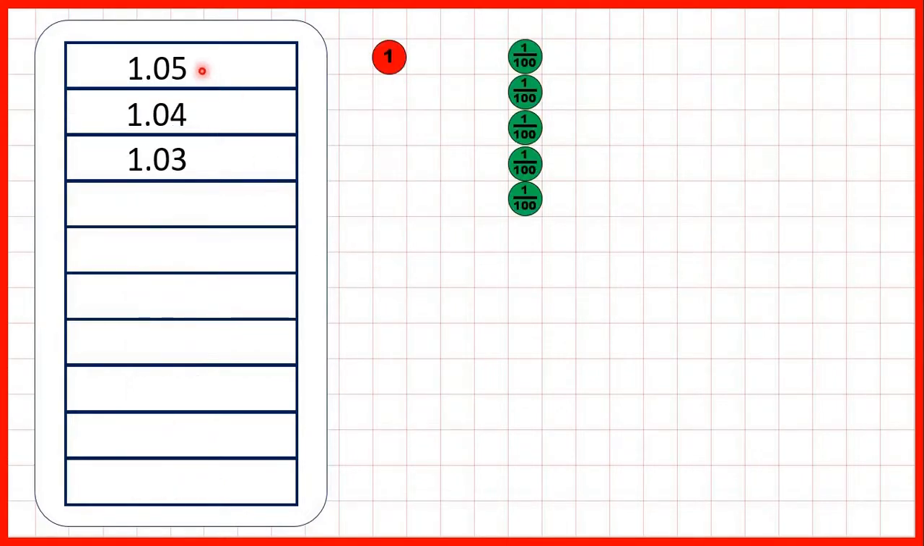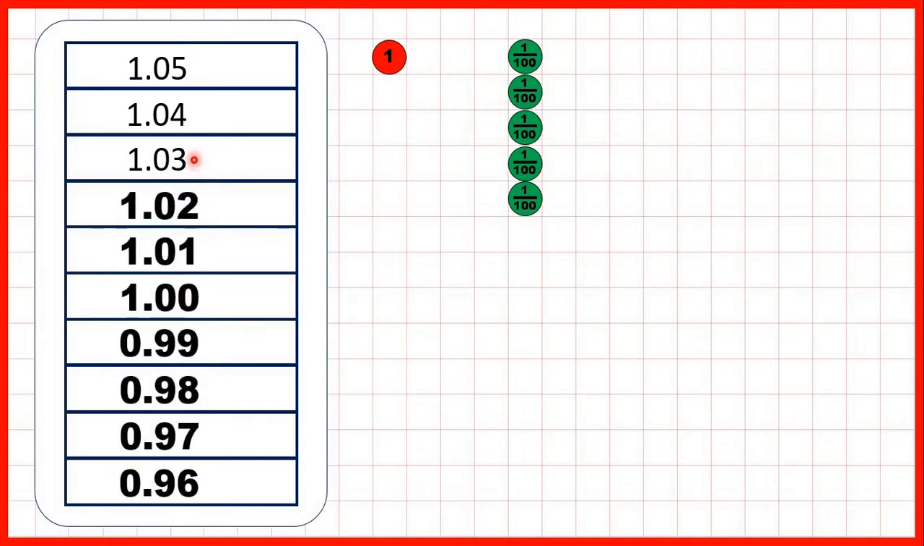Now 1.05, 1.04, 1.03. What are the next numbers in this sequence? Well, again, we're counting back in hundredths, and you can see that counting back in hundredths isn't much more difficult than counting back in ones. The only thing we need to change is 1.00, because if you have a decimal point and then zeros on the end of a number, you have a whole number. So 1.00 would usually just be written as 1.